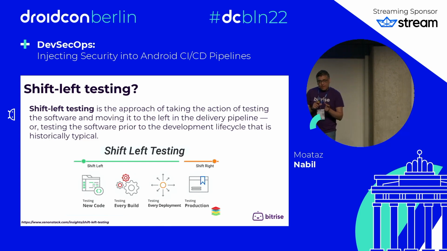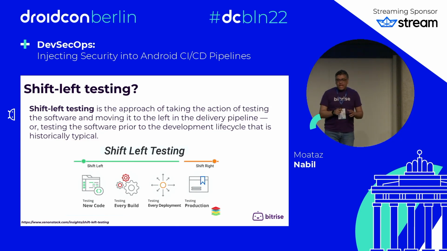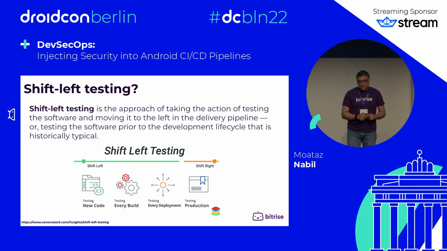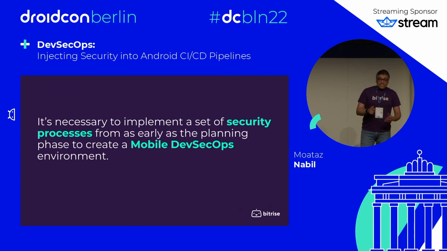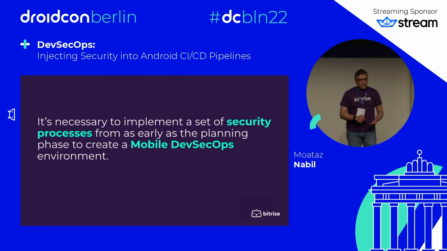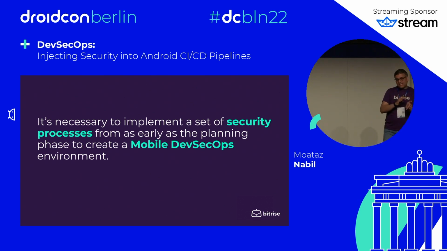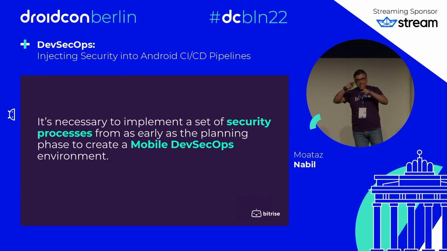Because shift left is an approach of taking action of testing in general, but here we are focused on security testing, and moving left in the delivery pipeline. And testing can be included in the software development lifecycle. And now it's necessary to implement the security process from early stages. So this comes with the DevSecOps concept. So we have DevOps. Sometimes you hear DevTestOps, DevSecTestOps. This means that we are adding checks in the DevOps lifecycle. So this process is called DevSecOps.